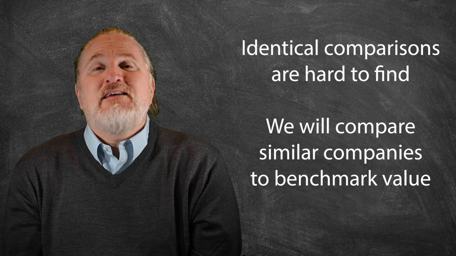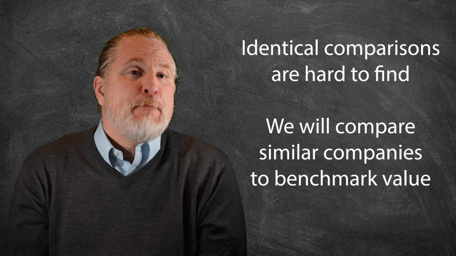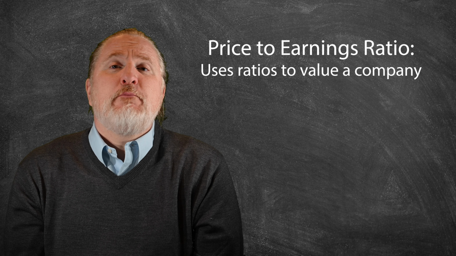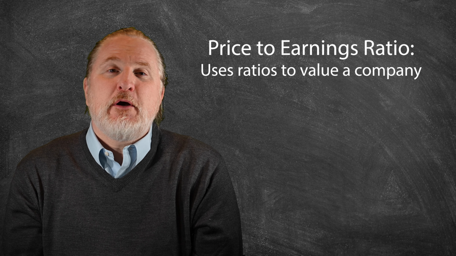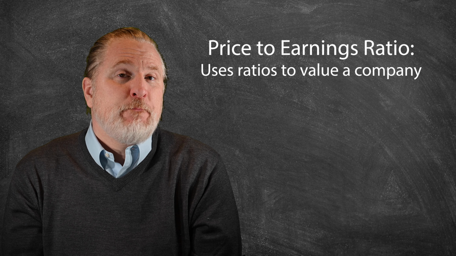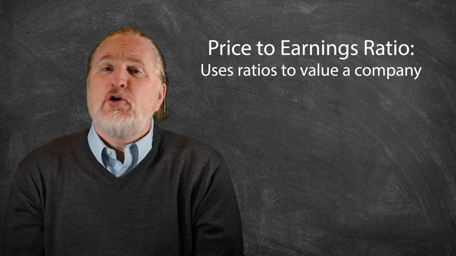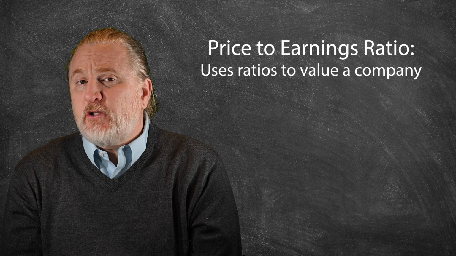While identical is nice in theory, in the real world we're going to apply this approach to similar assets. We can use ratios such as price to earnings or PE ratio to compare the values of two similar companies. This method only works when comparing companies that are as similar as possible. We could probably use this method for GM and Ford, but we certainly couldn't use it for comparing Walmart and Amazon because they just aren't similar enough.